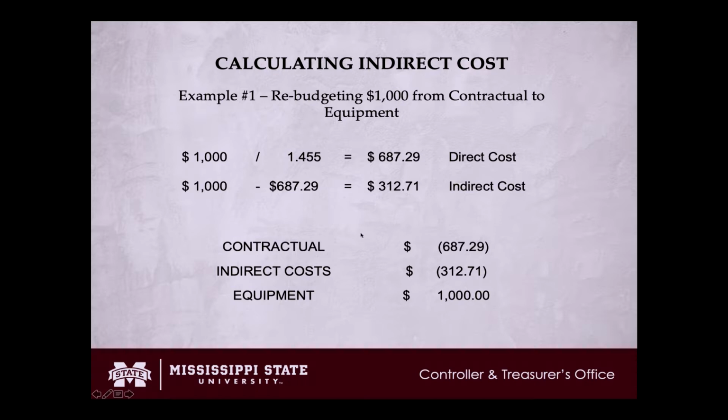You're going to reduce contractual by 687.29, reduce indirect costs by 312.71, and then increase equipment by $1,000. So although you will have $1,000 to use to buy that piece of equipment, $687 came from the contractual line item and $312 came from the indirect cost line item.